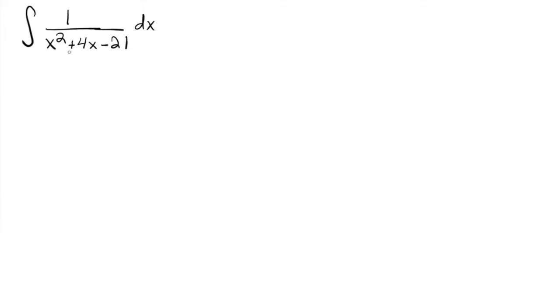Okay, so we know that this problem we can do with partial fractions because we can factor the denominator and rewrite it. The first thing we're going to do is factor the denominator. So let's rewrite this integral. This is the integral of 1 over (x minus 3)(x plus 7).